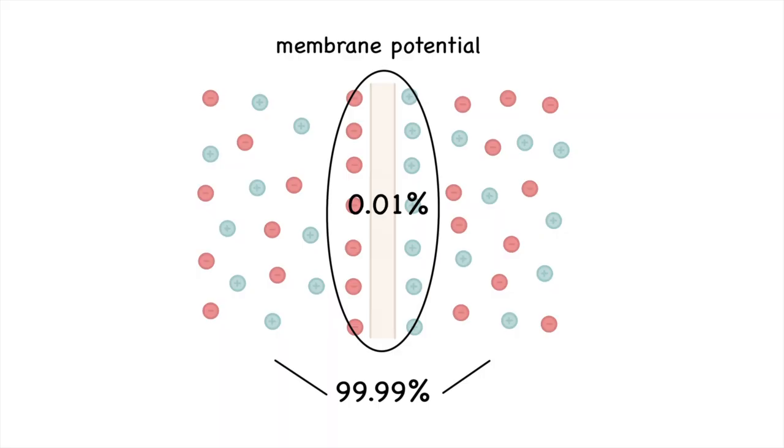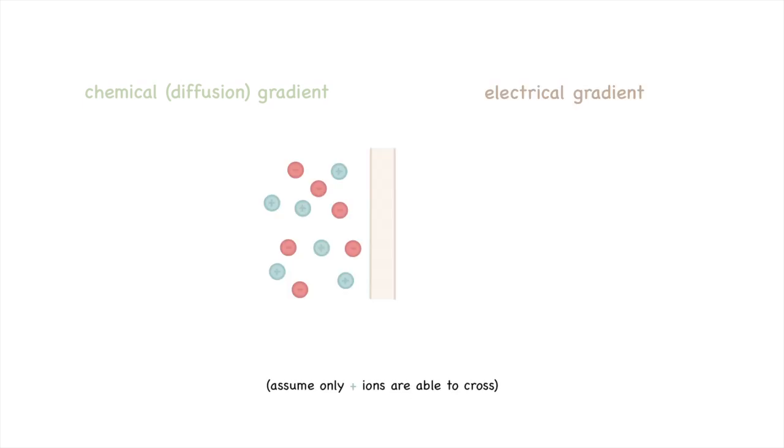There are two main forces that influence membrane potential: the chemical or diffusion gradient and the electrical gradient. The chemical gradient refers to the fact that ions move down their concentration gradient from areas of high concentration to areas of low concentration. The electrical gradient refers to the fact that ions with like charges repel and ions with opposite charges attract. When too many like charges accumulate on one side, it pushes some of the charges back across the membrane.